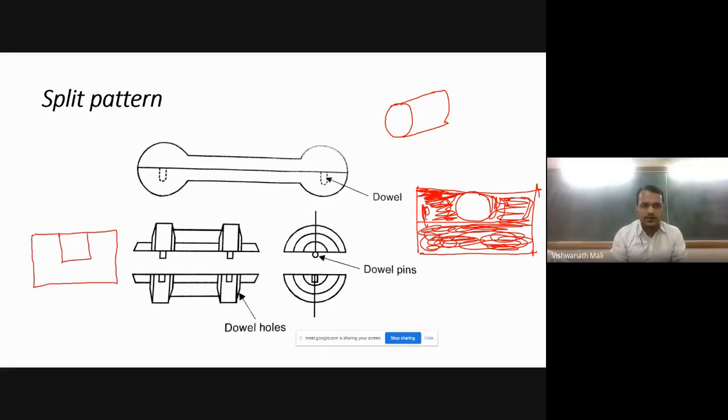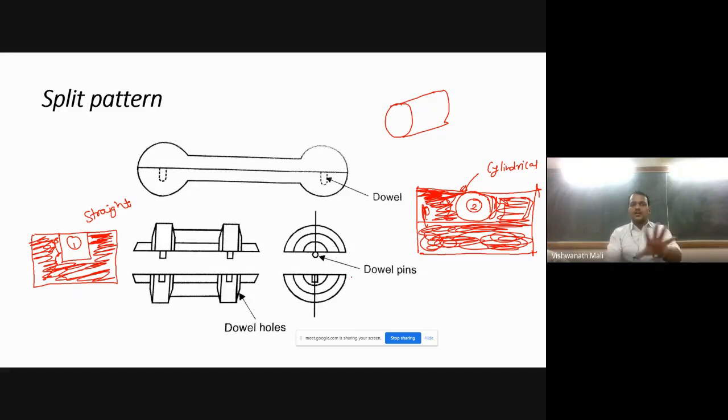When there is a straight part, so you have two examples, 1 and 2. So it is a straight, and this is the cylindrical. Now take these two examples and tell me which part is easy to remove, first or second one.